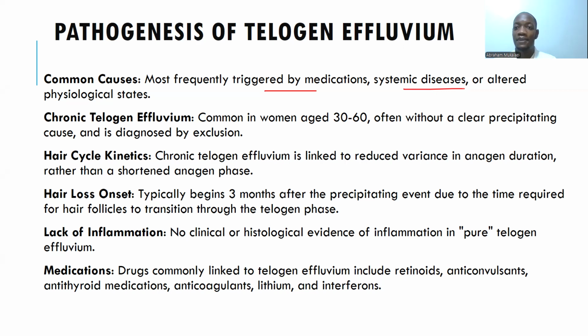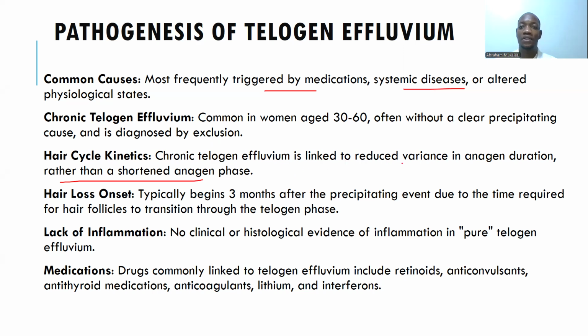But we've seen some particular aspect which we call the chronic telogen effluvium, commonly seen in women aged between 30 and 60 years of age. And in this case, barely do we actually identify any particular trigger. So in this particular age group, these women end up losing hair, but you are not able to identify the particular trigger that is causing them to lose hair in the telogen phase. And the chronic telogen effluvium has been linked to a reduced variance in the anagen duration of the individual hair. In that case, it will give you a shortened anagen phase.